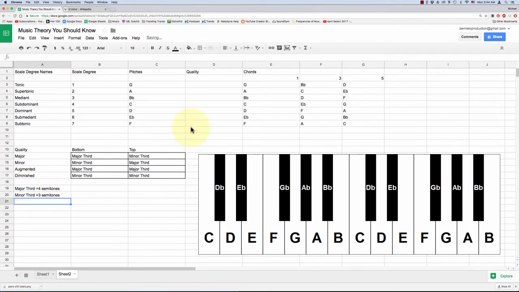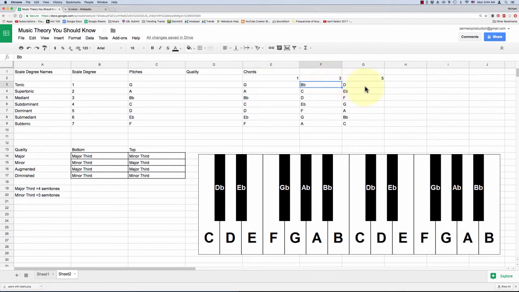All right, and so let's figure this out. G to B flat, what is that? So here's G and here's B flat. What's the distance? So starting on G, we go 1, 2, 3. That's plus 3 semitones. So that's going to be a minor third. So this bottom interval here in the tonic chord is going to be a minor third.